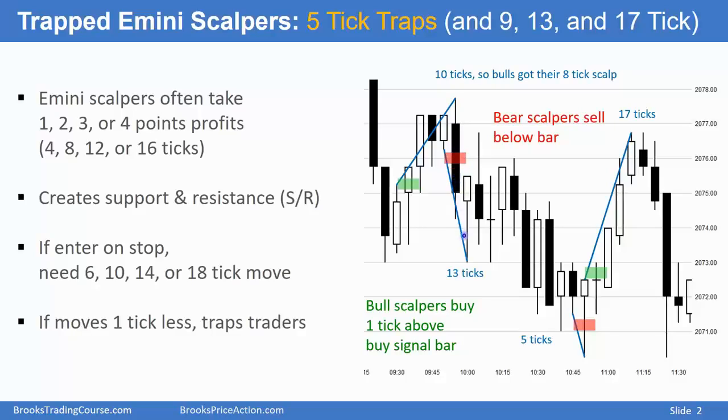Here, the market fell 13 ticks. Those bears who were hoping for 3 points needed it to fall 14 ticks to make 3 points profit. They sell 1 tick below the bar, and then it has to fall 12 ticks to hit their target. It has to go 1 more tick, total of 14 ticks to make 3 points. And instead, it fell exactly 13 ticks and reversed up, so it's a 13-tick trap.